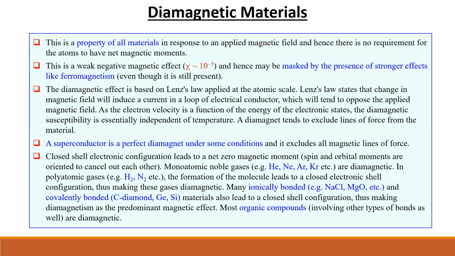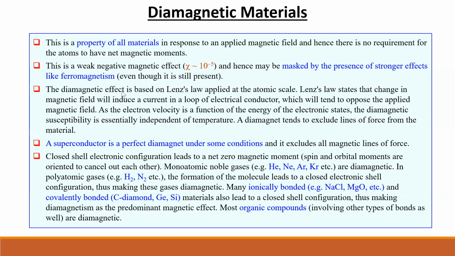So let us now discuss in detail the diamagnetic materials. This is a property of all materials in response to an applied magnetic field, and hence there is no requirement for the atom to have net magnetic moments. This is a weak negative magnetic effect with a susceptibility of the order of 10 to the power minus 5, and hence may be masked by the presence of stronger effects like ferromagnetism, even though it is still present.